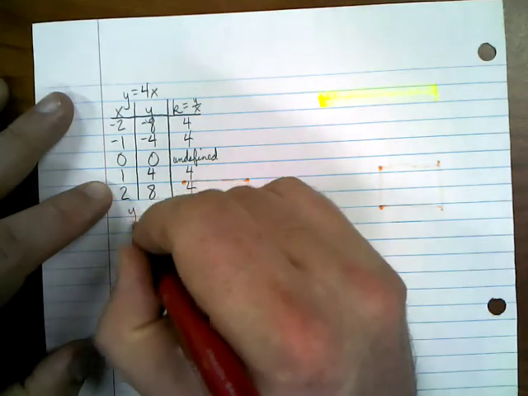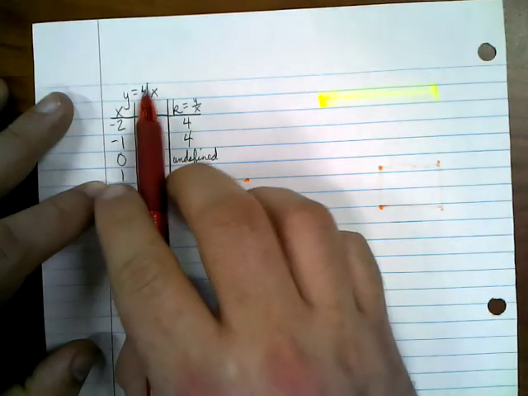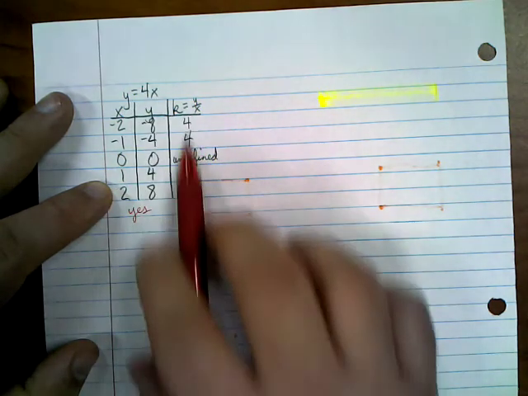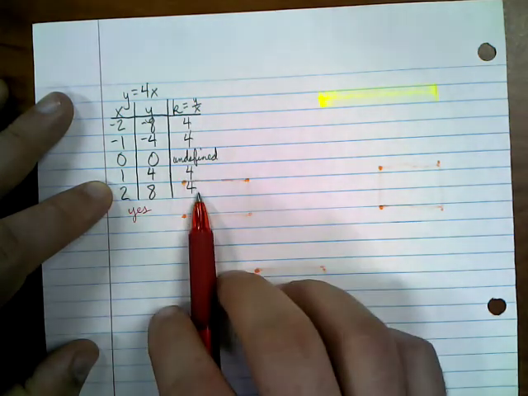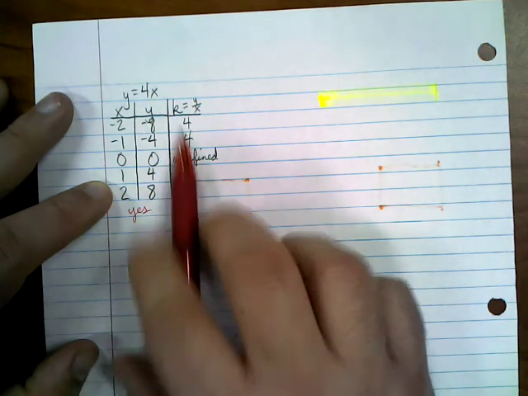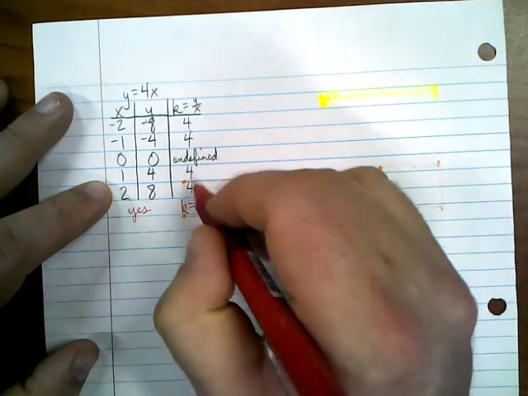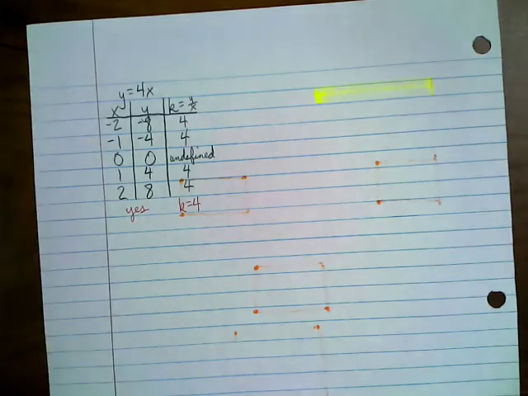So is this a direct variation? Yes, it is. We can tell by the equation y equals kx. We can also tell by this third column. Anything that's not undefined comes out with the same constant. So k here, by the way, we can tell is 4.